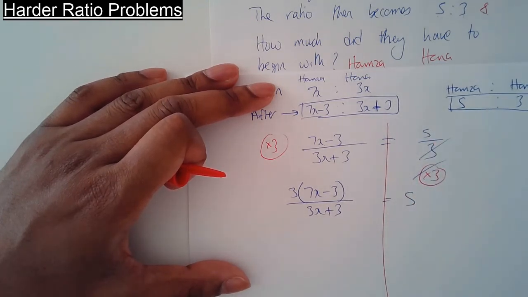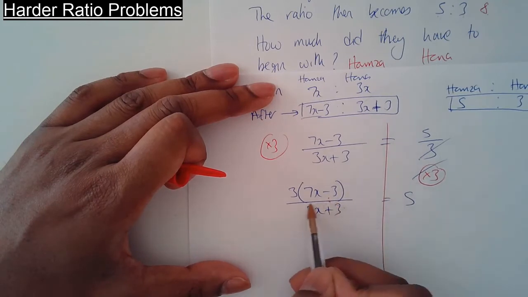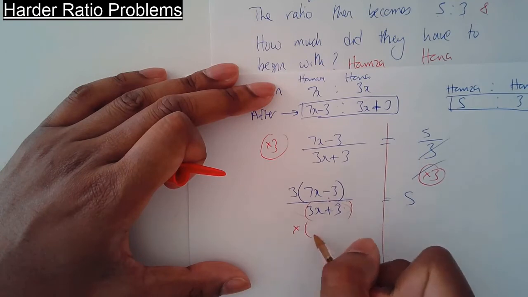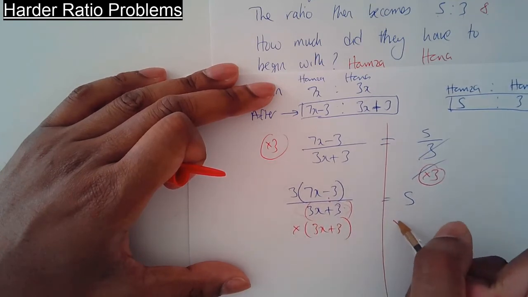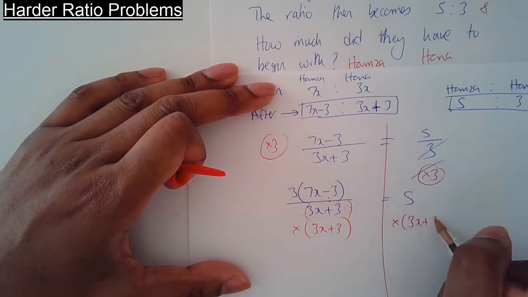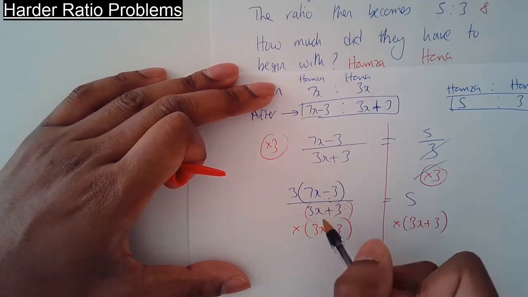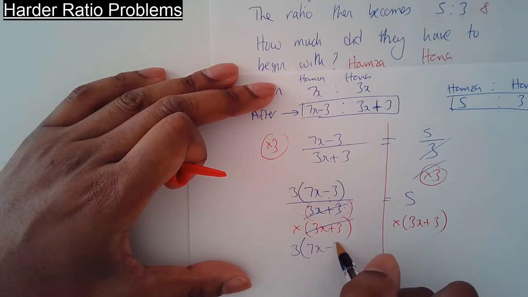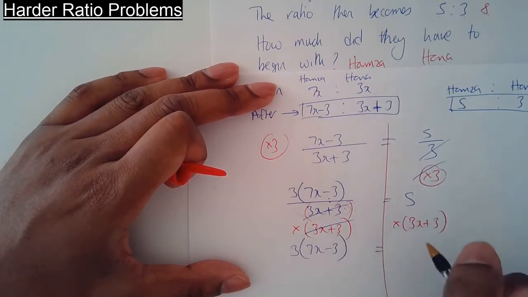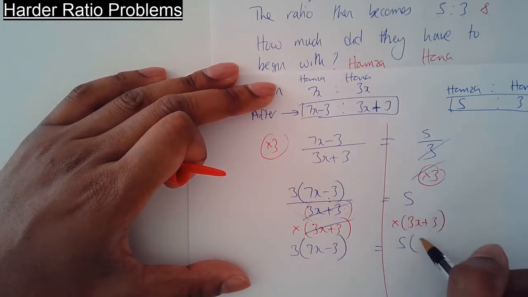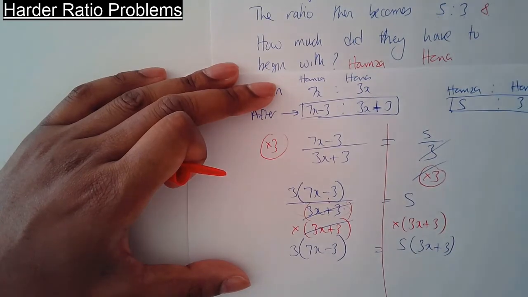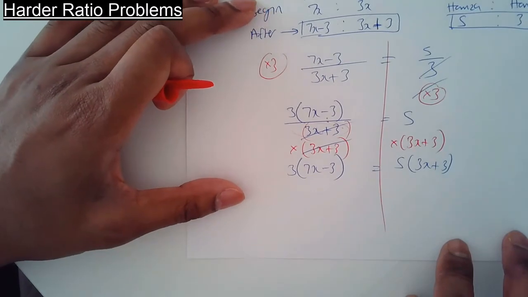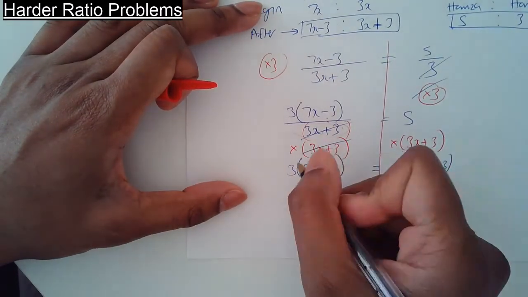So now what do I do to get rid of this divide by 3x plus 3? I need to times by that. Do the same on the other side. So then this one will knock out this one. You're left with, and then 5 times all of that. Expand the brackets.